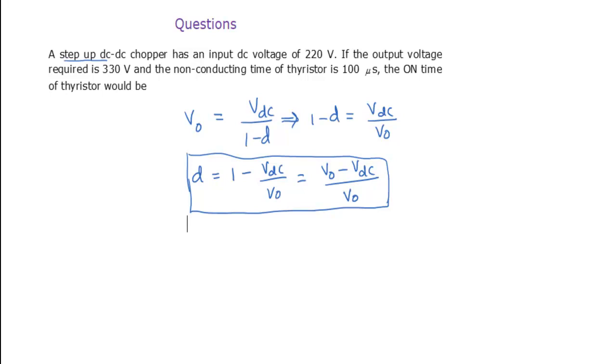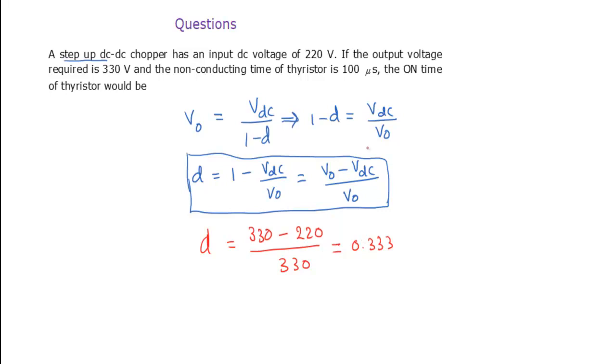Now substitute the given things. Once you substitute, you will get the duty ratio. What is the duty ratio? It is nothing but V0 required voltage, 330 volts, minus VDC, 220 volts, divided by again 330. So that gives 0.333. Okay, that's the duty ratio.